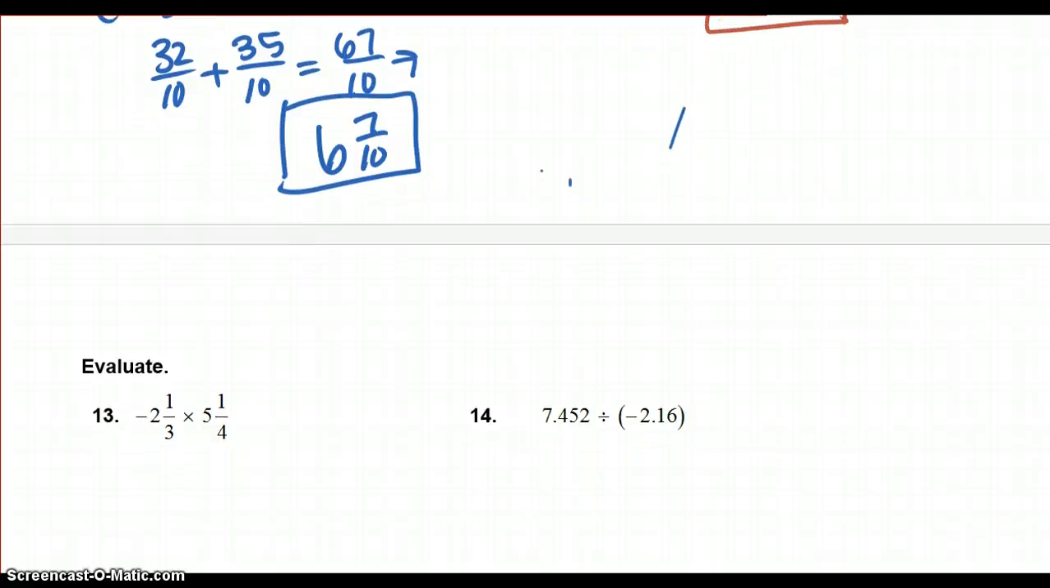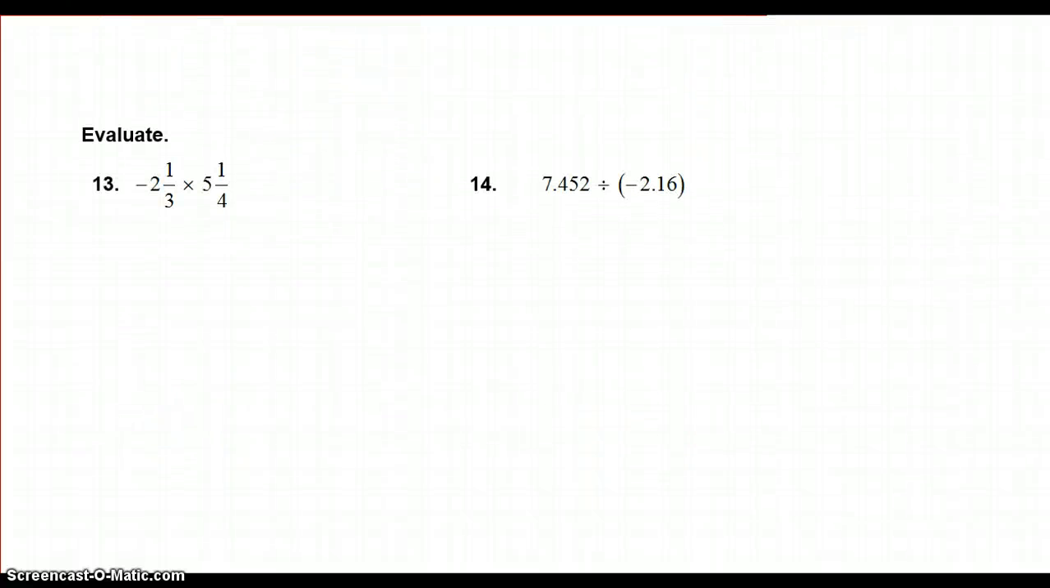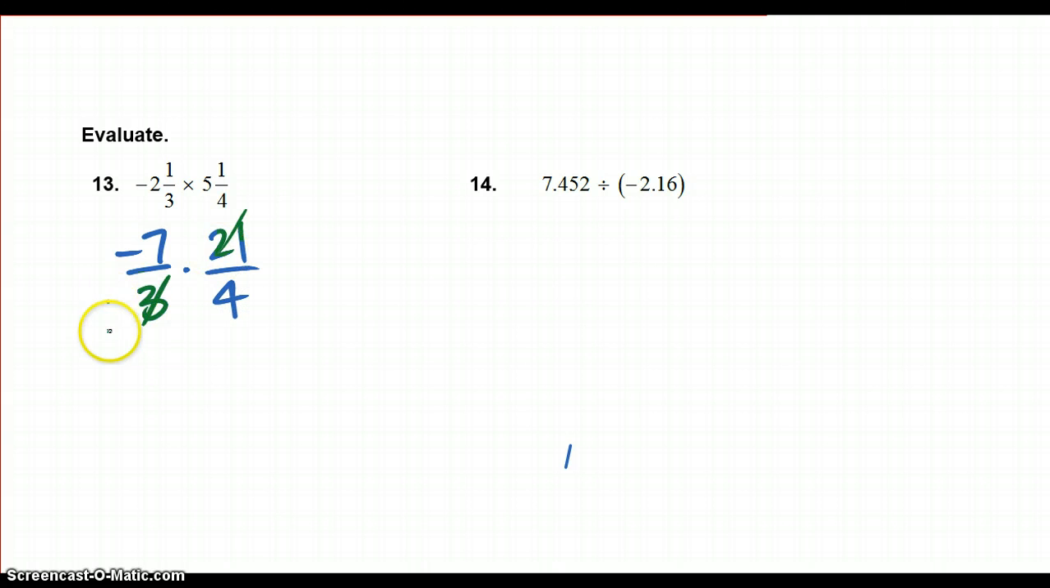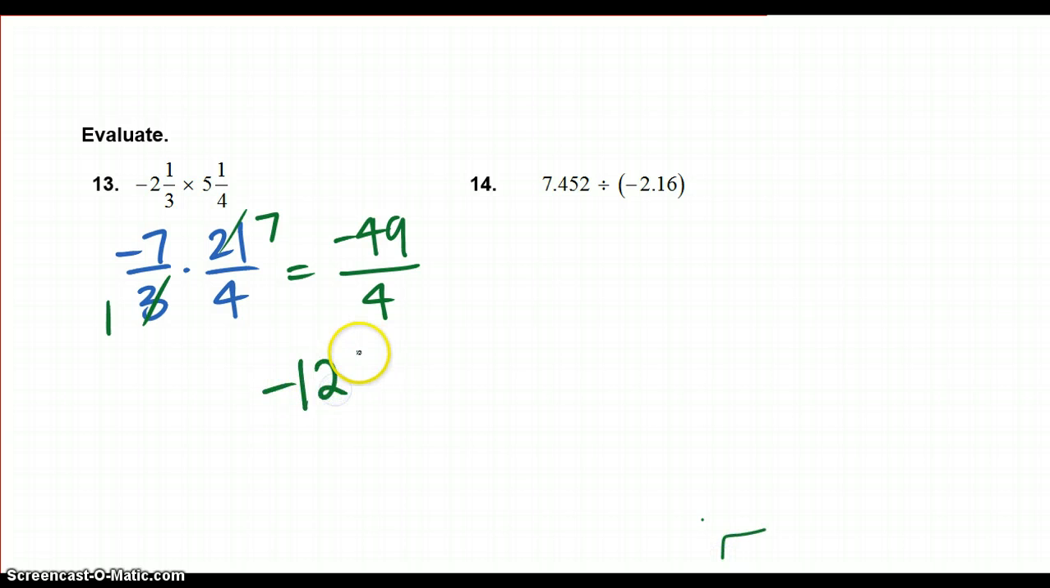Number 13. Now I am multiplying fractions. Remember, this is much easier than adding because you do not need a common denominator. Okay, so negative 2 1/3 turns into negative 7/3 times 21 over 4. I look to where I can cross simplify. 3 goes into 3 one time. 3 goes into 21 7 times. So negative 7 times 7 is negative 49. 1 times 4 is 4. Changing that into a mixed number, I get negative 12 1/4.